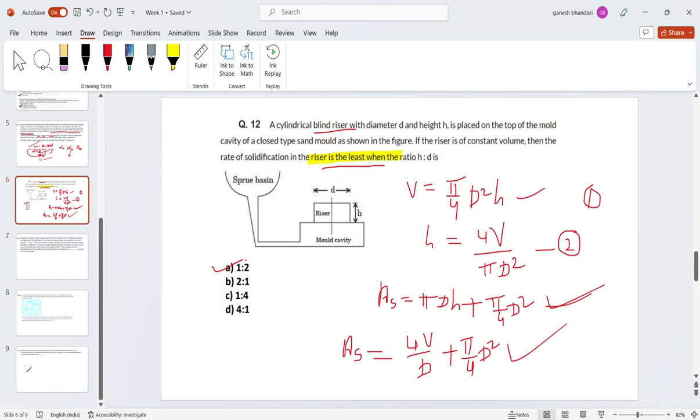The riser should solidify at the last. Yeah, it is also acceptable, but at times you will get confused whether it is less or higher. Just remember your shoulder, sorry, your riser should solidify at the last.